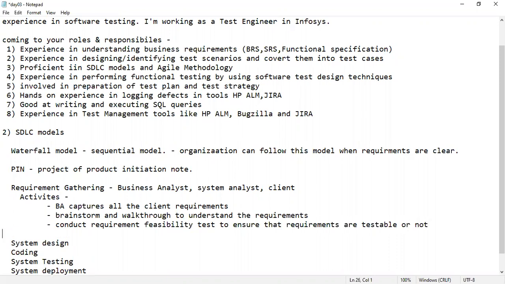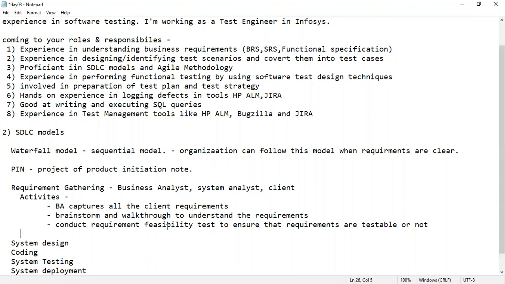Okay, so here in the requirement gathering, business analyst, system analyst, and client will be involved. So BA will capture all the requirements from client, and brainstorm and walk through to understand the requirement and conduct multiple requirement tests to ensure that the requirements are clear or not. These all come under requirement gathering.